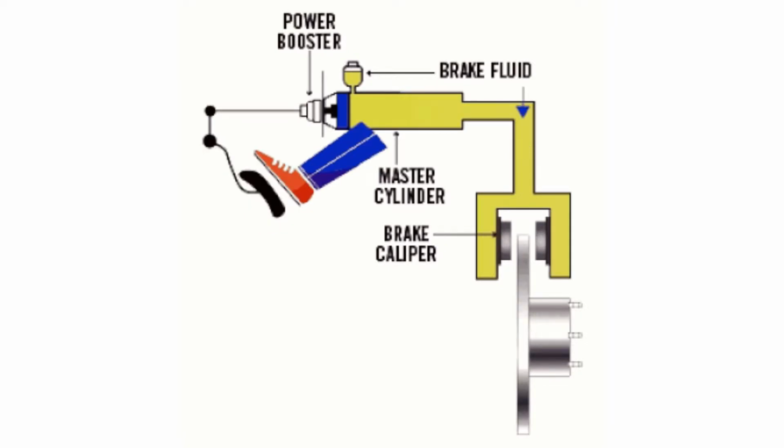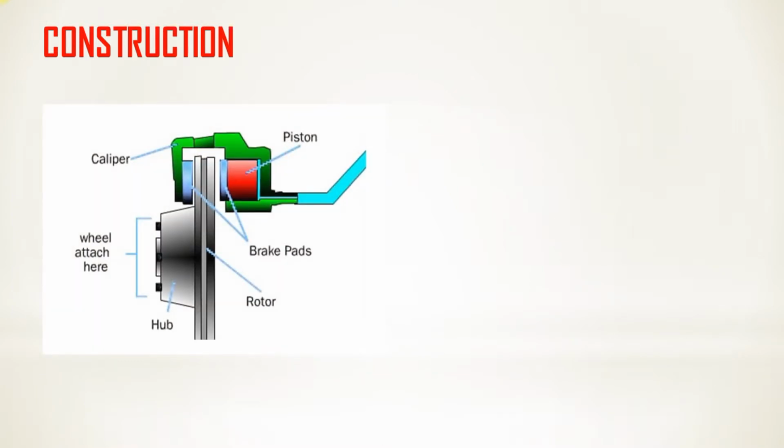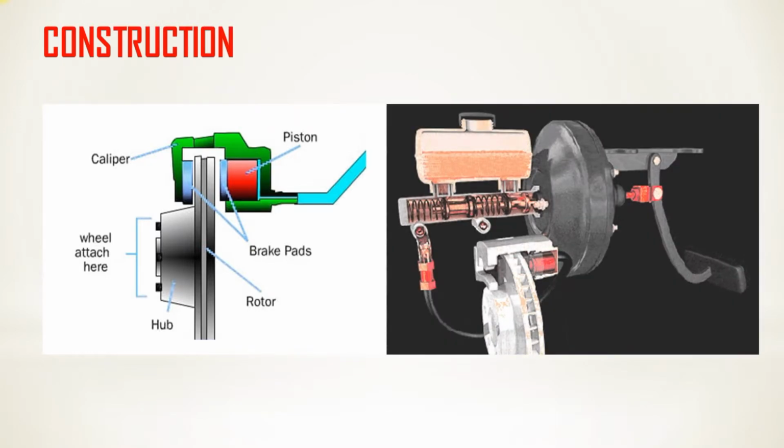First of all, we will discuss the construction of the disc brake. The disc brake is used in motor vehicles and cars. It consists of rotors, brake pads, piston, caliper, sensors. So these are the basic parts of the disc brake. We will discuss one by one. The first one is rotor.